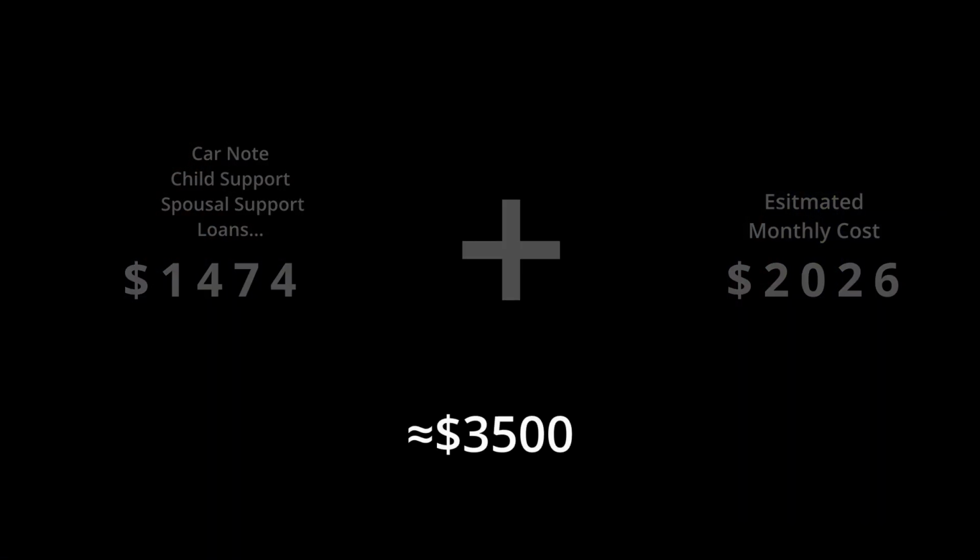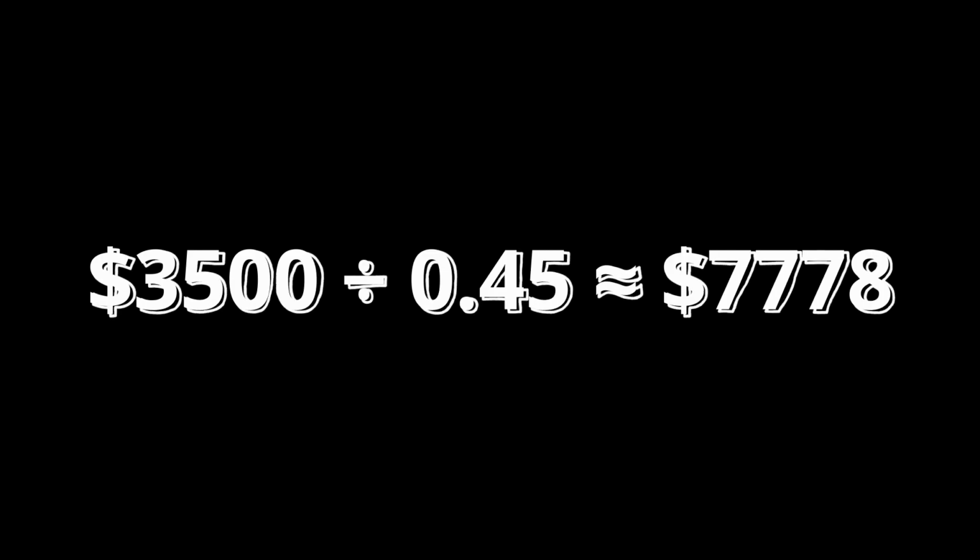Now that sum total, we are going to take that and divide by 0.45. Why we are using 45% is because that is the allowable debt to income ratio. It's actually slightly below, so we have a little room for error.